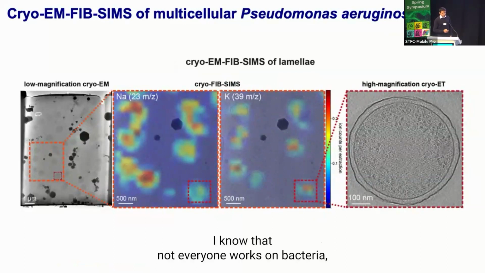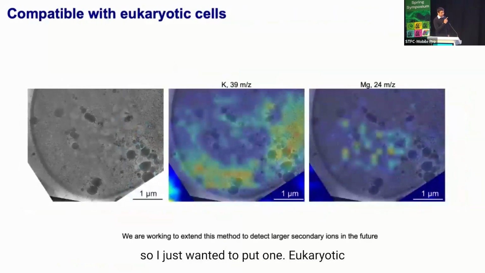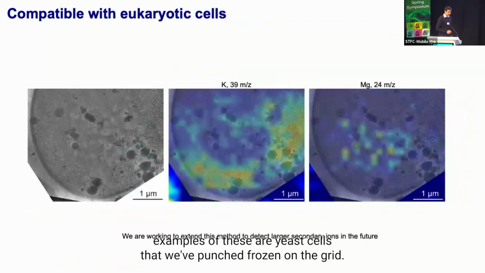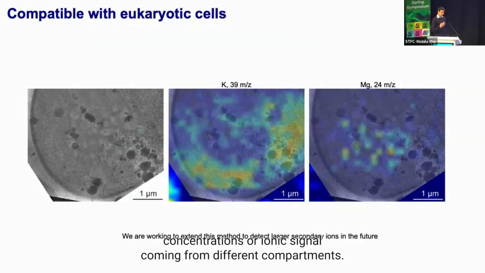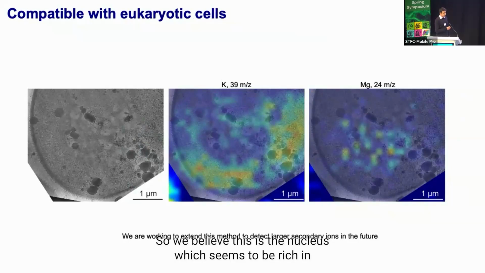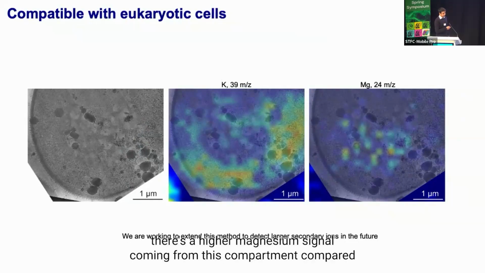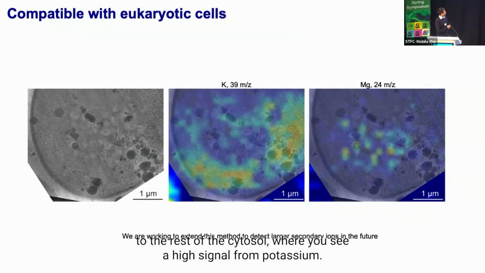I know that not everyone works on bacteria, so I just wanted to put one eukaryotic example. So these are yeast cells that we've plunge frozen on the grid. And here you can see clear differences in ionic concentrations, or ionic signal coming from different compartments. So we believe this is the nucleus, it could be a vacuole, so I'm not a yeast expert, but there's a higher magnesium signal coming from this compartment compared to the rest of the cytosol, where you see a high signal from potassium.